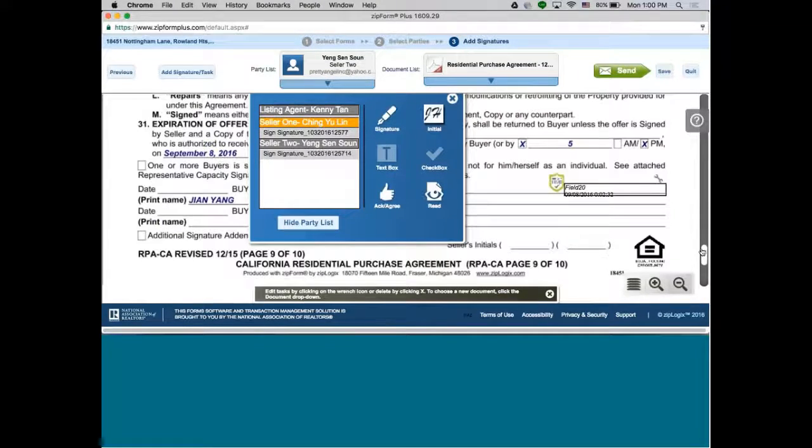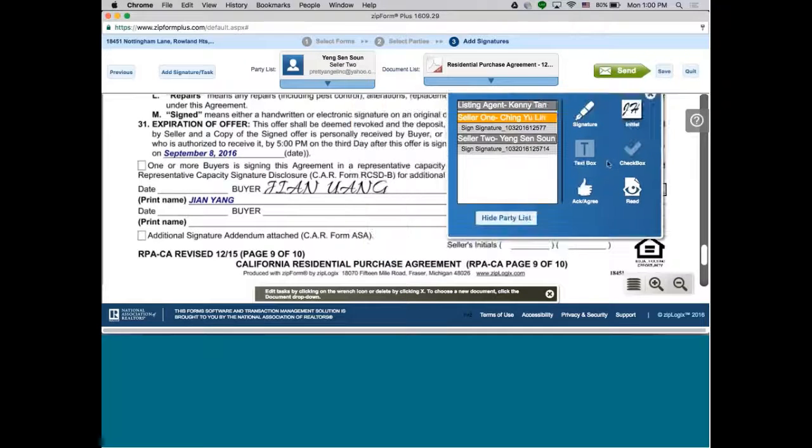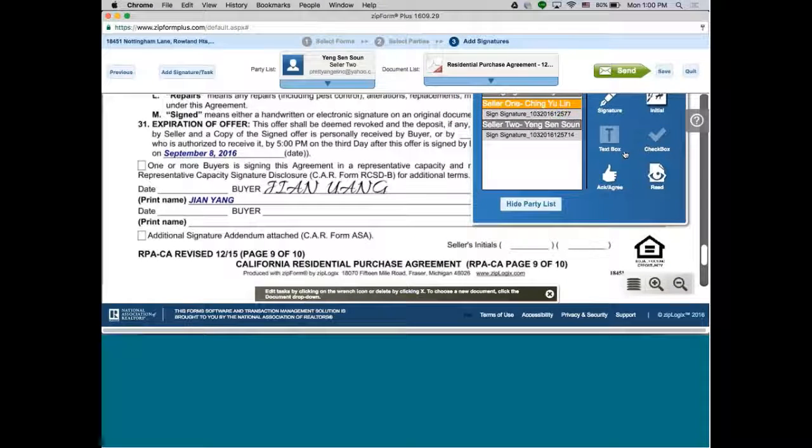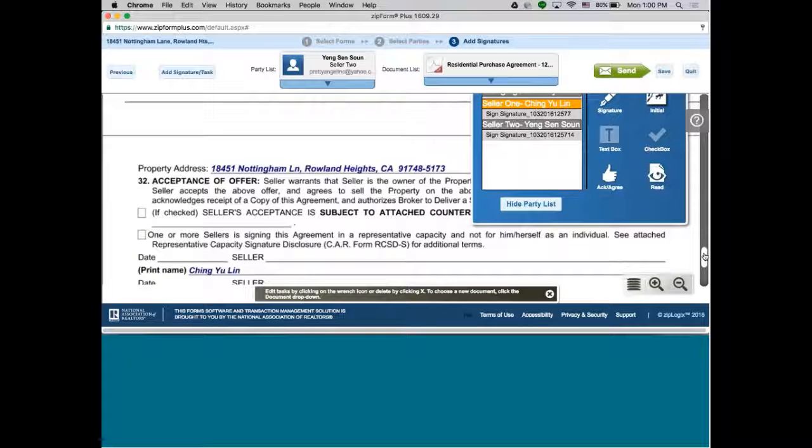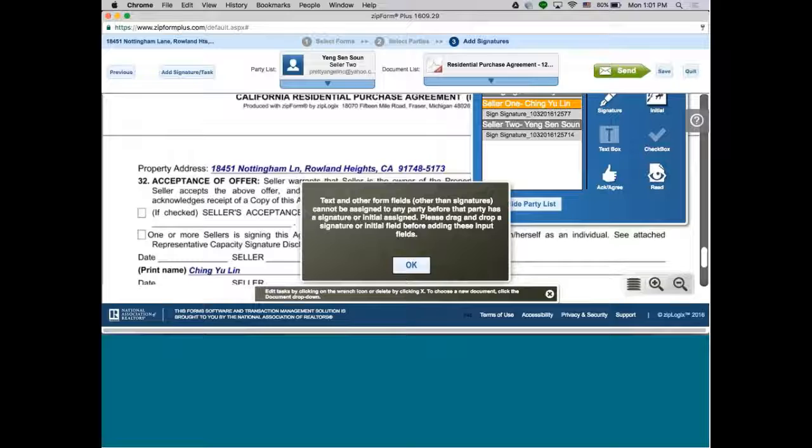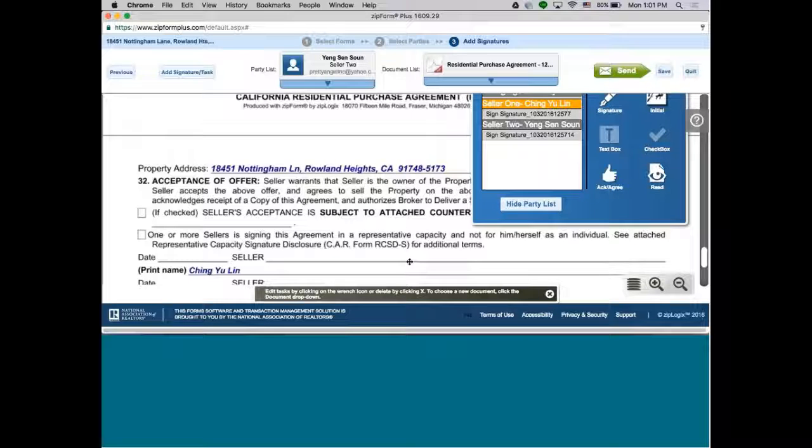The rest is self-explanatory. You just go ahead and do that when you're actually doing it. This one is kind of important, which is right underneath paragraph 32. Now, if you want to add a text, you can use the text box, okay? But they will not let you insert any text unless there's a signature associated with it.